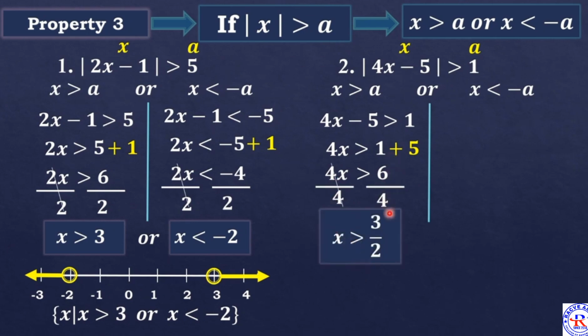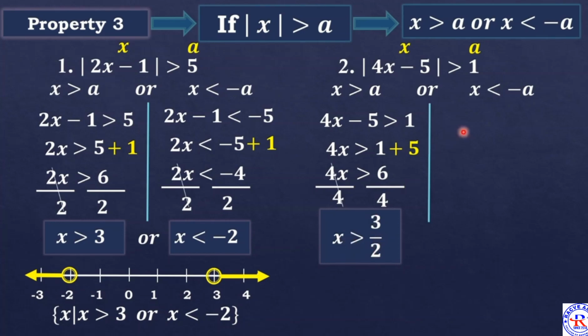So 6 divided by 4 cannot be. So ilo-lowest term na lang natin siya. And that is 3 halves. Kasi ano ba ang greatest common factor niya? 2. So 6 divide 2 is 3. 4 divide 2 is 2. So therefore, our x is greater than 3 over 2 or 3 halves.